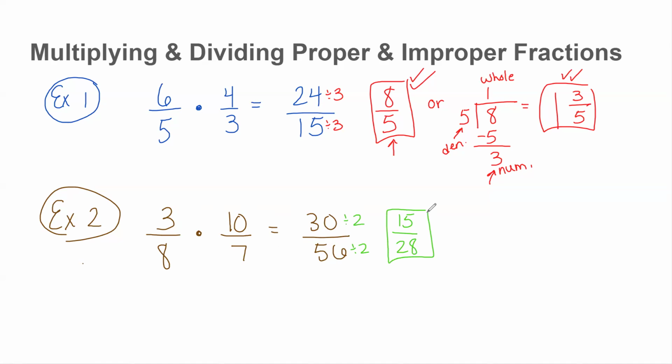Now we don't have to do the mixed number thing on that because 15/28 is proper. Only impropers get converted back to mixed numbers, so we do not have to worry there. Okay, and that's how you do multiplying with improper. Really the same thing, right across the top, right across the bottom. Simplify if possible.